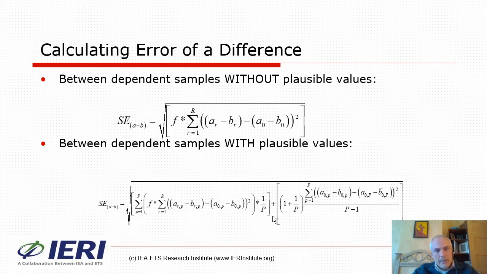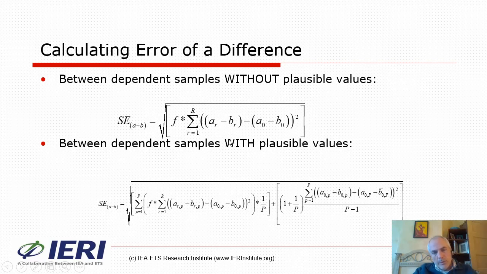When we're calculating the differences between dependent samples, then it gets more complicated. So here's the case of when we're not using plausible values. Notice that what we're doing here is computing this difference for each one of the replicates, in the case of TIMSS, 150 times. And then we're going to contrast this difference with the contrast of the full sample, square it, add them up, multiply by the F factor.